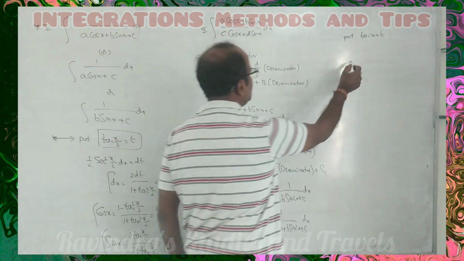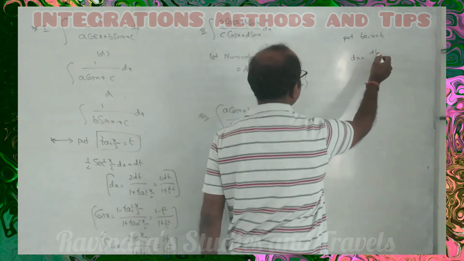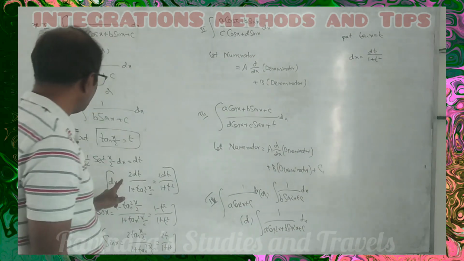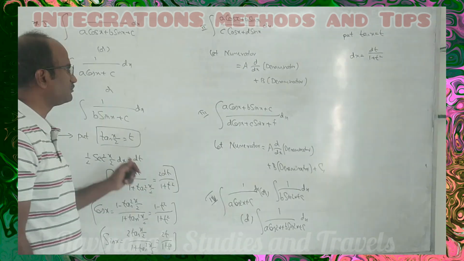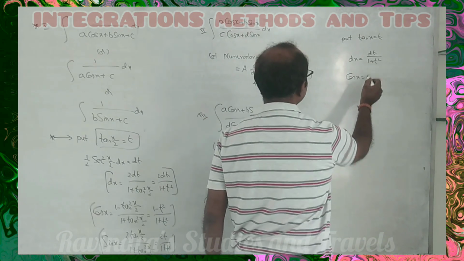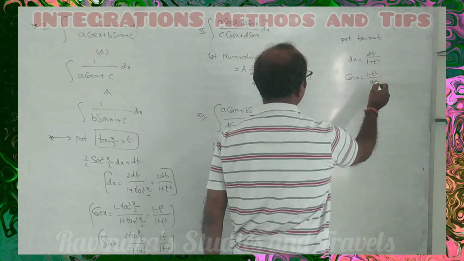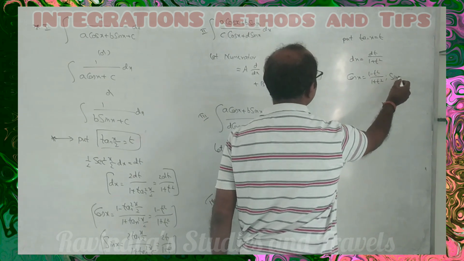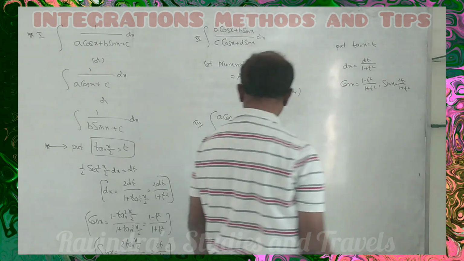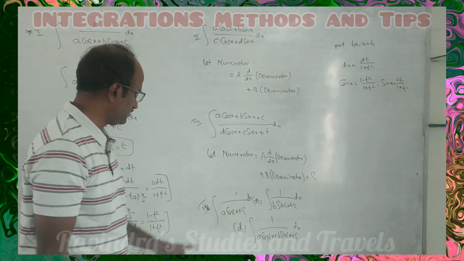And proceeding as in the first type, we get dx is equal to dt by 1 plus t square. In the first type, dx was 2 dt by 1 plus t square, but here dx is dt by 1 plus t square, whereas cos x is the same, 1 minus t square by 1 plus t square, and sin x is 2t by 1 plus t square. So following these substitutions, you have to solve a sum of this type, which is the fourth one.